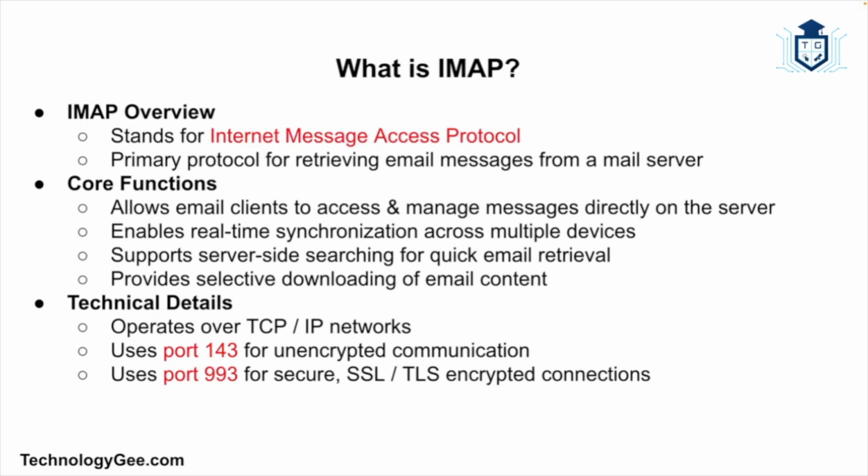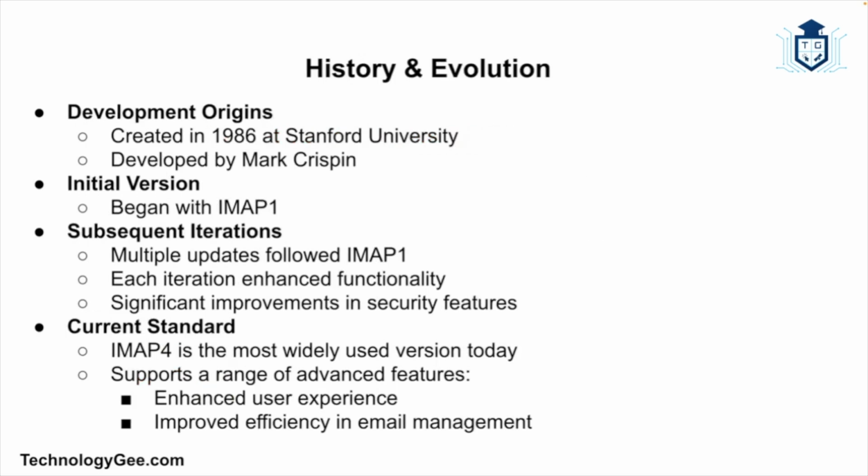IMAP operates over the TCP/IP protocol and typically uses port 143 for unencrypted communication and port 993 for secure SSL/TLS encrypted communication. All right, so let's quickly talk about the history and evolution of IMAP.